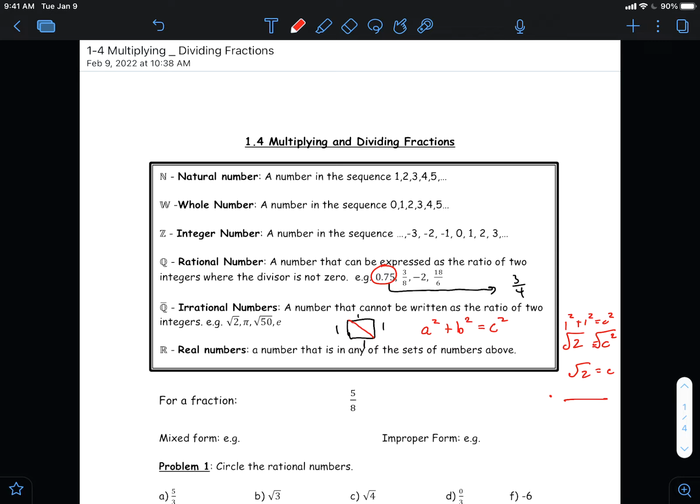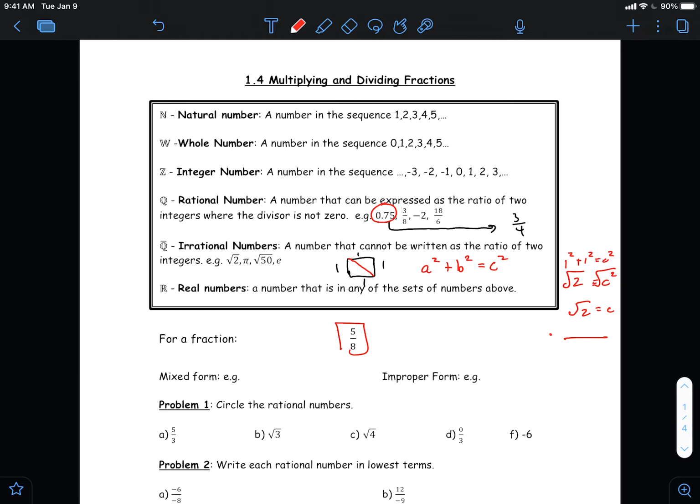So here's an example of a fraction. Hopefully you've seen one of these before. And fractions are going to become your friends because fractions don't have rounding error. Decimals do. So for a mixed form, for example, something like 4 1/3.